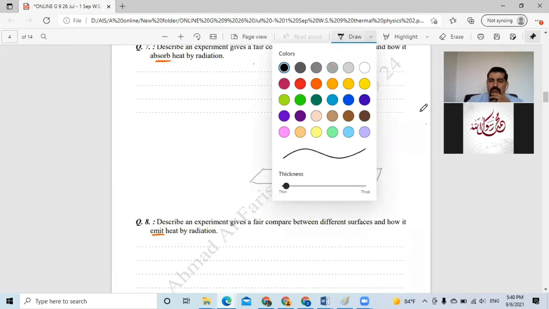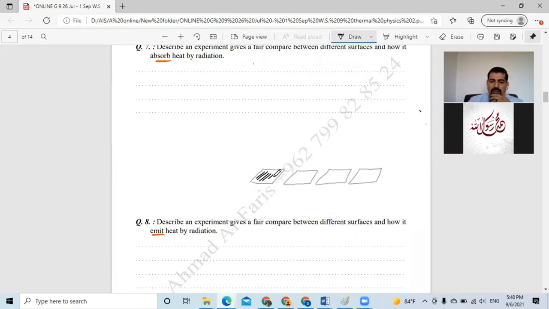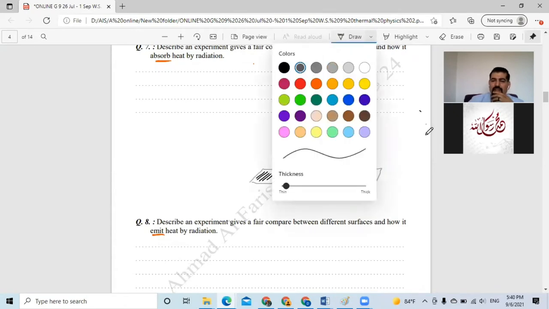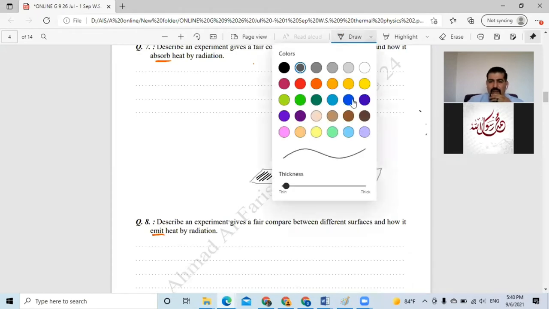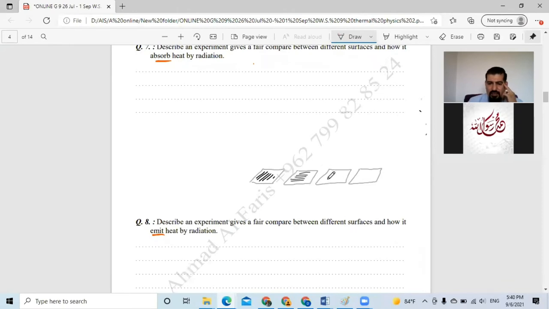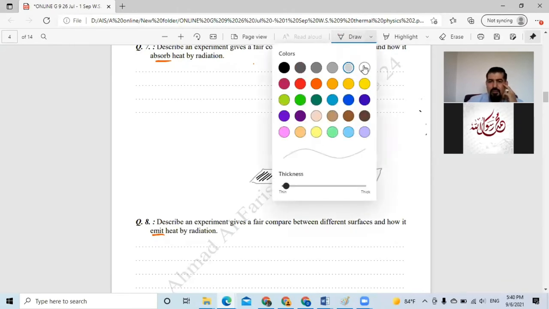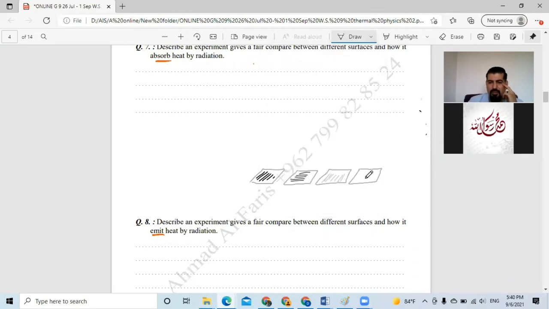For example, let's paint this one with a dull black. Let's paint the other one with shiny black. Let's paint the third one with shiny silver. And the last one with dull white. So I'm finishing on white, but that's the idea.